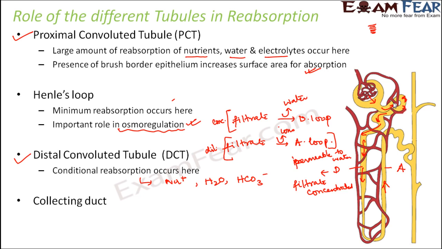And then the last one, that is the collecting duct. Here a large amount of reabsorption of water occurs. No major reabsorption of ions, but mostly the reabsorption of water, because after it comes out of the ascending limb, the filtrate is again dilute. From that dilute filtrate in the distal convoluted tubule, some ion reabsorption happens. So it is still dilute. This diluted urine is made more concentrated by reabsorption of water, and as a result, the urine which is produced is quite concentrated. So this is the role of the different tubules in the process of reabsorption.